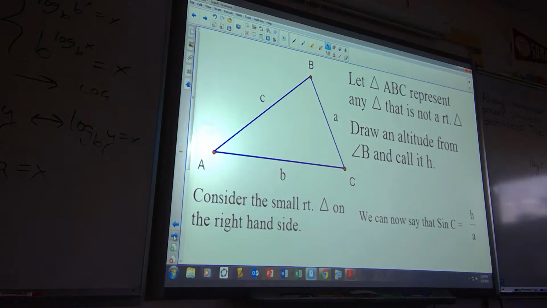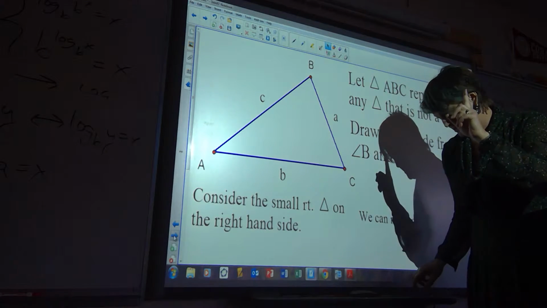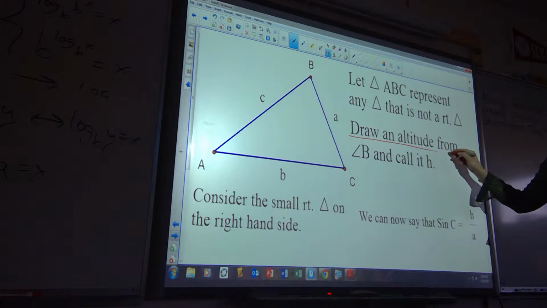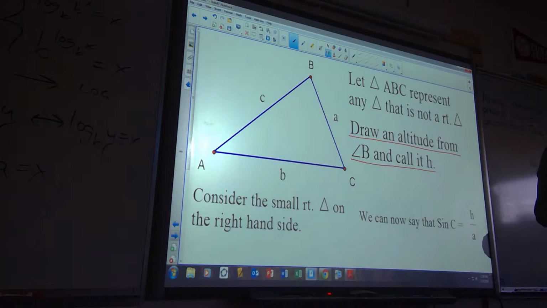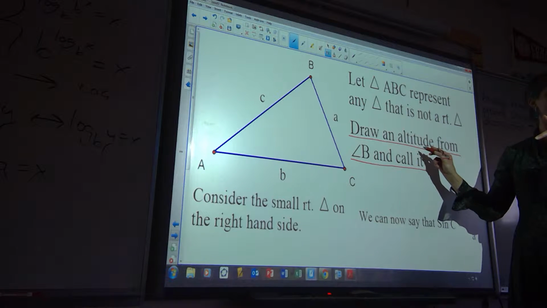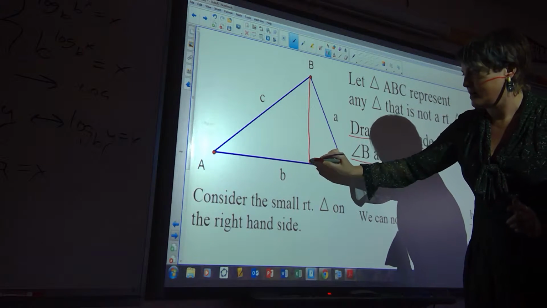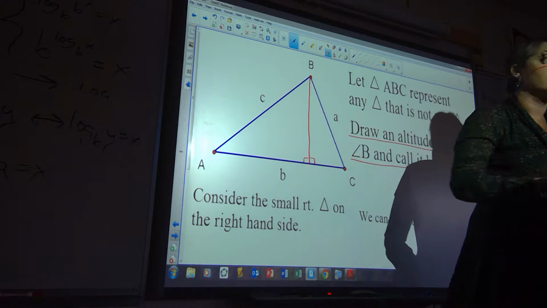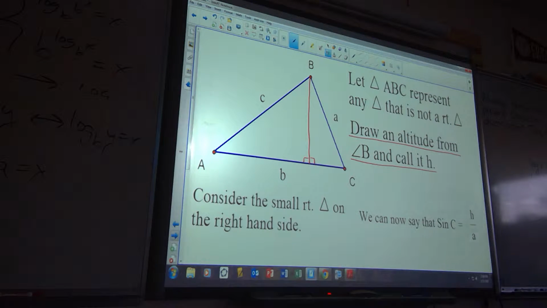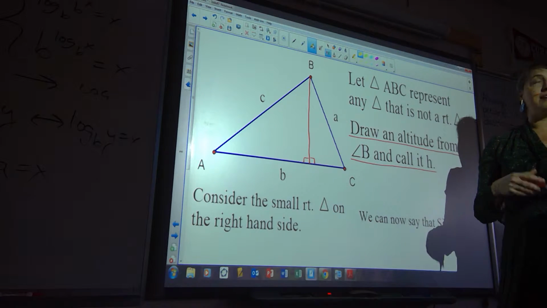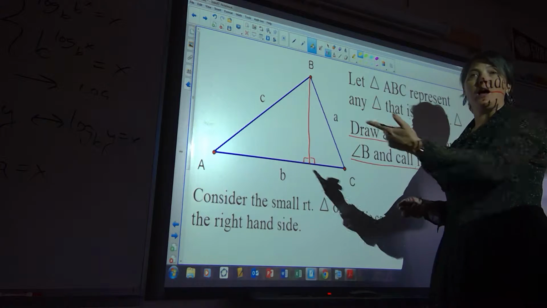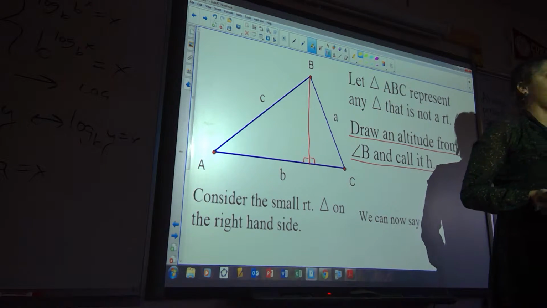So let's take this, for example. This is a triangle ABC, and it's not a right triangle. But what if we were to draw the altitude from angle B and call it H? So what's true about an altitude? Okay, good. It's going to be the height. It is perpendicular. So when it comes down here, it is going to create a right angle on either side. So notice I can take what was not a right triangle and break it up into two different right triangles.